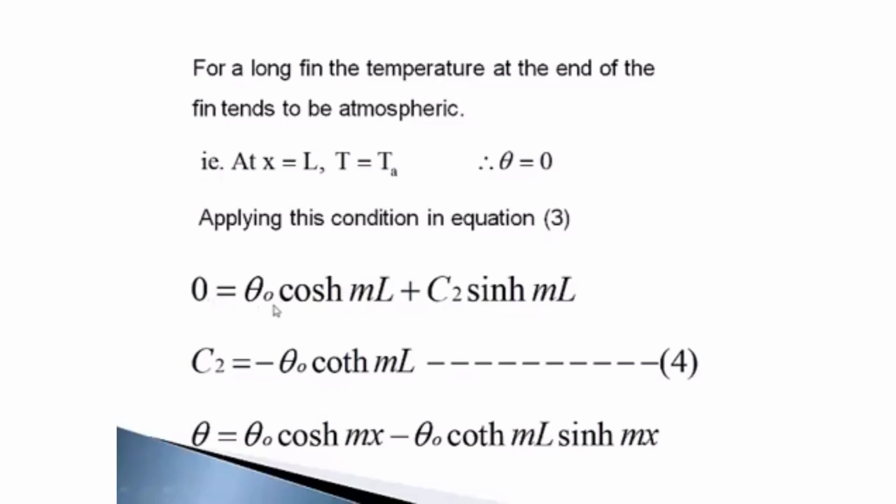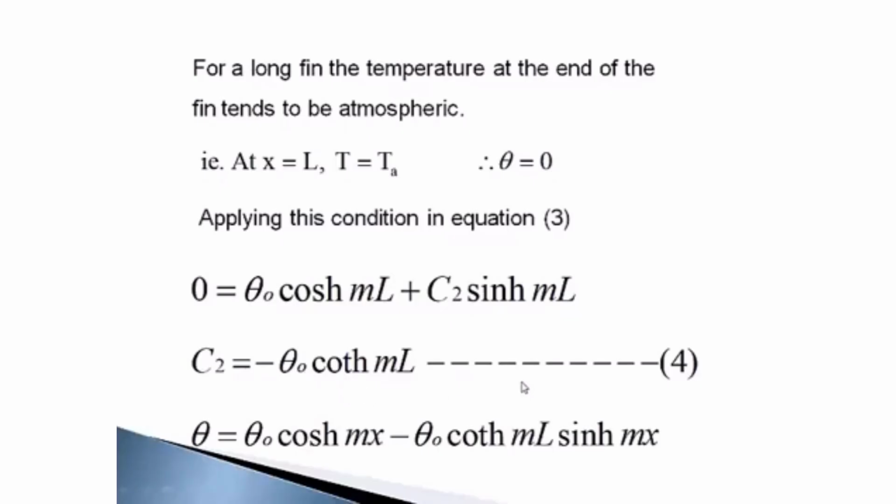And now I'll find out C2. If you take this to the right hand side, you will get minus. C2 will be cos hmL by sin hmL, and minus theta 0 will be there. So minus theta 0 cot hmL. Cos hmL by sin hmL, you get cot hmL. So C2 is going to be minus theta 0 cot hmL.